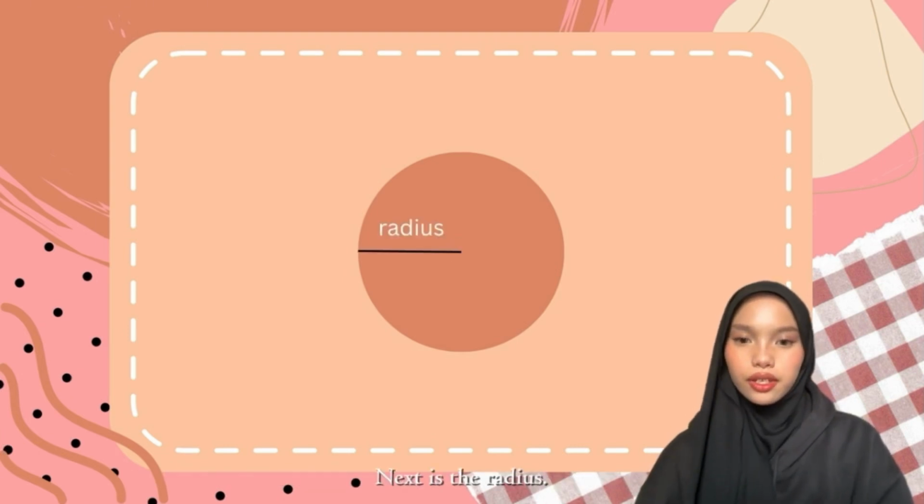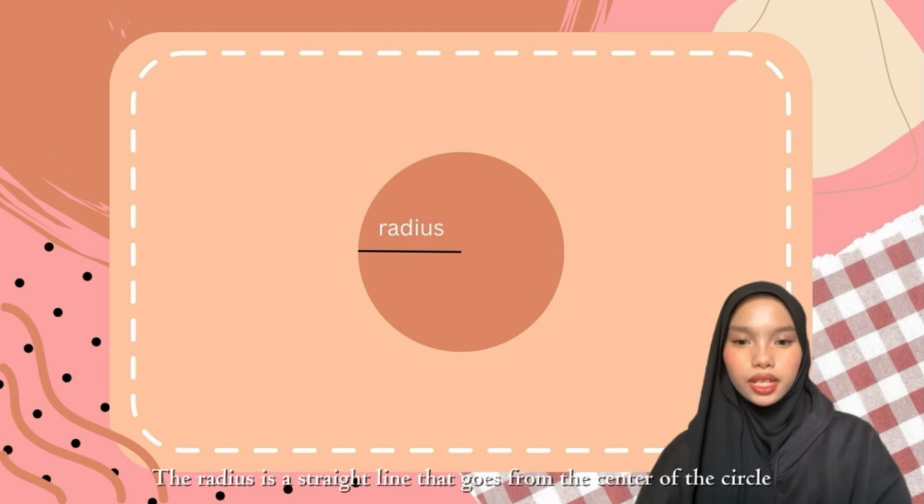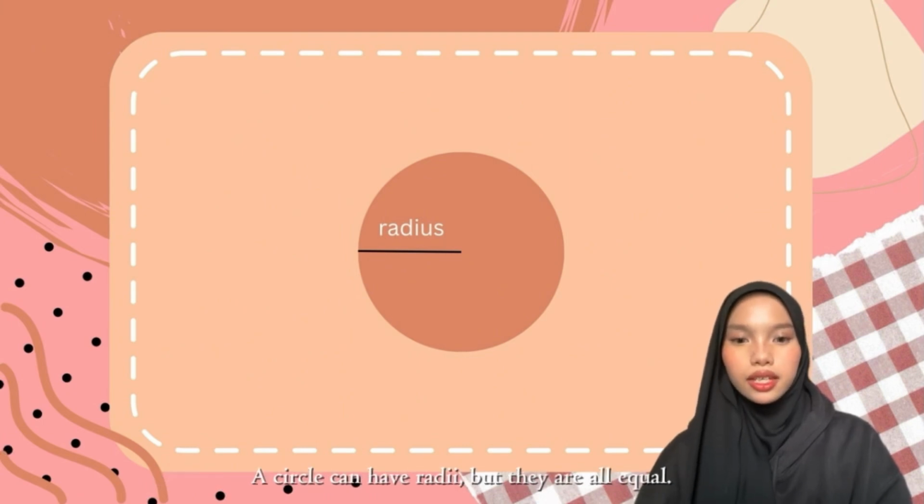Next is the radius. The radius is a straight line that goes from the center of the circle to any point on the edge of the circle. No matter which direction you draw it, the radius is always the same length. A circle can have many radii, but they are all equal.